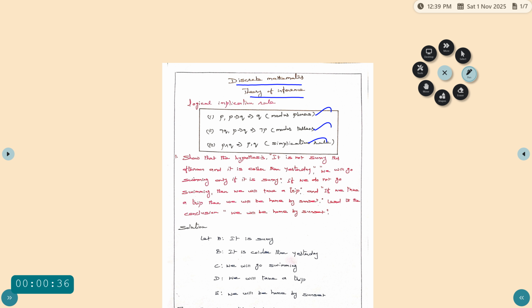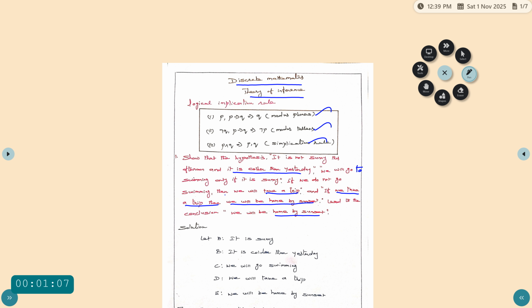Show that the hypothesis: it is not sunny this afternoon and it is colder than yesterday. We will go swimming only if it is sunny. Third sentence: if we do not go swimming, then we will take a trip. The fourth sentence: if we take a trip, then we will be home by sunset. What leads to the conclusion? We will be home by sunset.